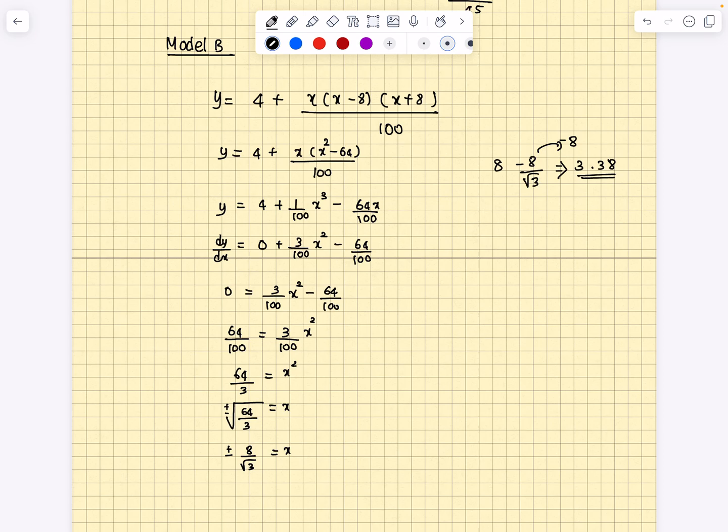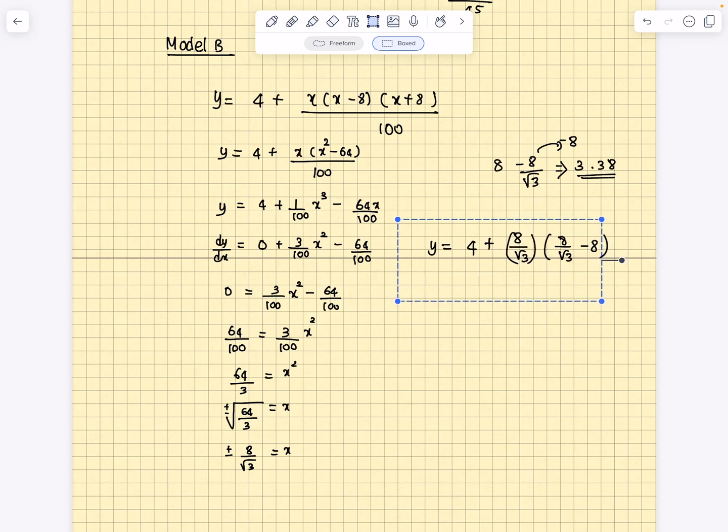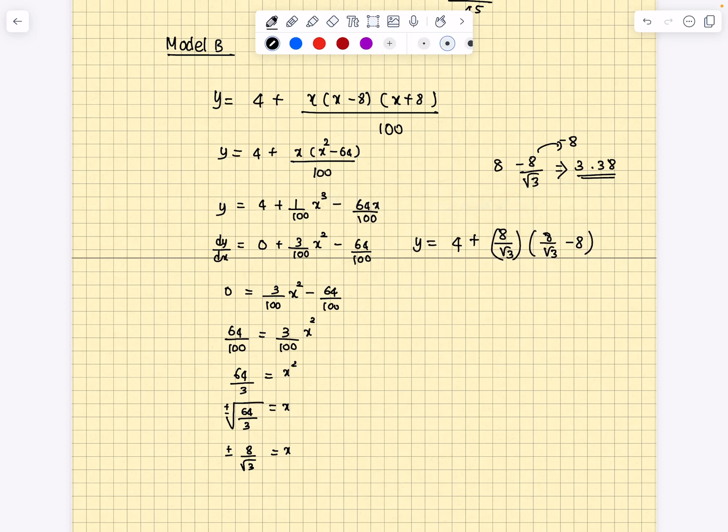So you can do 8 minus 8 over root 3, which should have given you 3.38. And then the diameter, I didn't do the diameter in the first part when I was explaining, but when you apply the x back into the equation, y is equal to 4 plus 8 over root 3 times 8 over root 3 minus 8, and then plus 8 as well. So that's going to become root 3 plus 8.